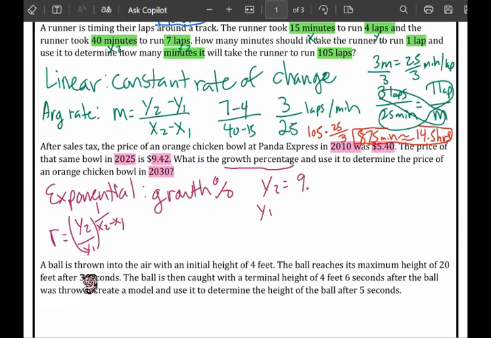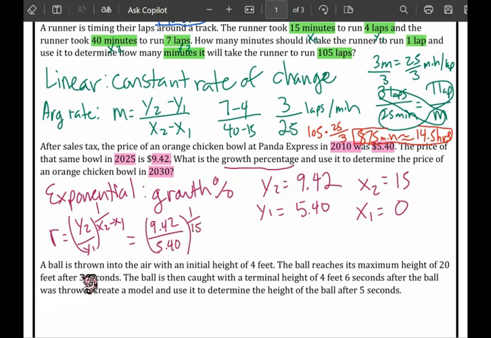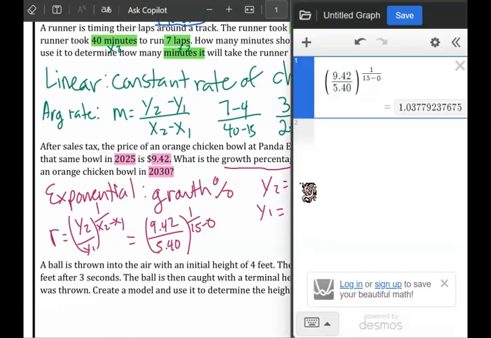y2 is the more expensive one in 2025, and then y1 was the original price, $5.40. x2 is 15 years after 2010, and then x1 is going to be 0 years after 2010. Plug these into the formula to find the growth factor. We plug it into the calculator, and you get about 1.038.